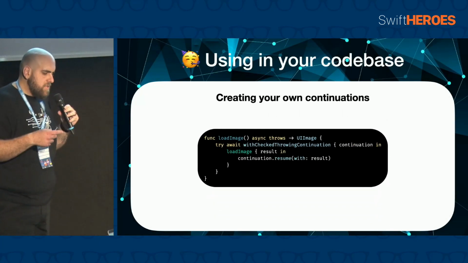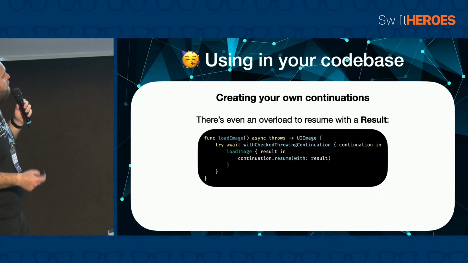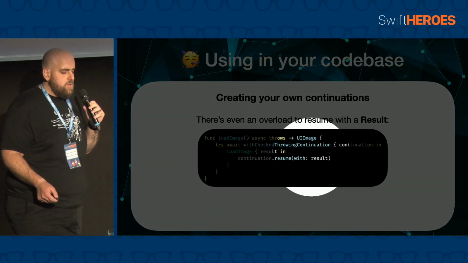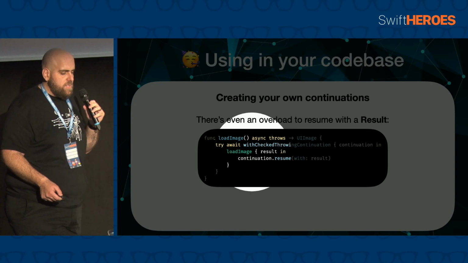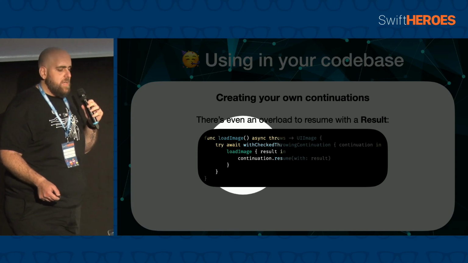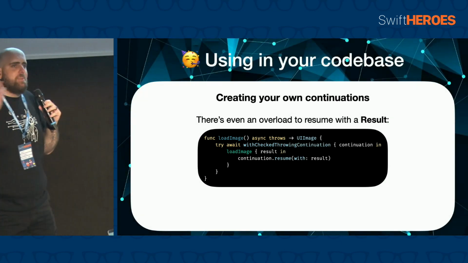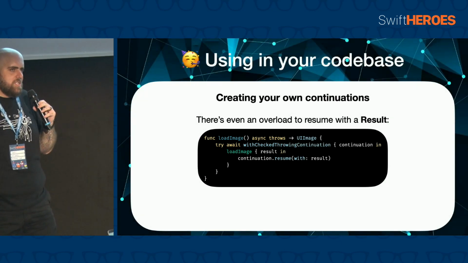I can even shorten this further because continuation supports just passing a result type into it. So you can just do continuation resume with a result, and then you're just calling your closure-based loadImage internally, but you're also exposing an async loadImage. So you have the best of both worlds. You can also backward support this way.